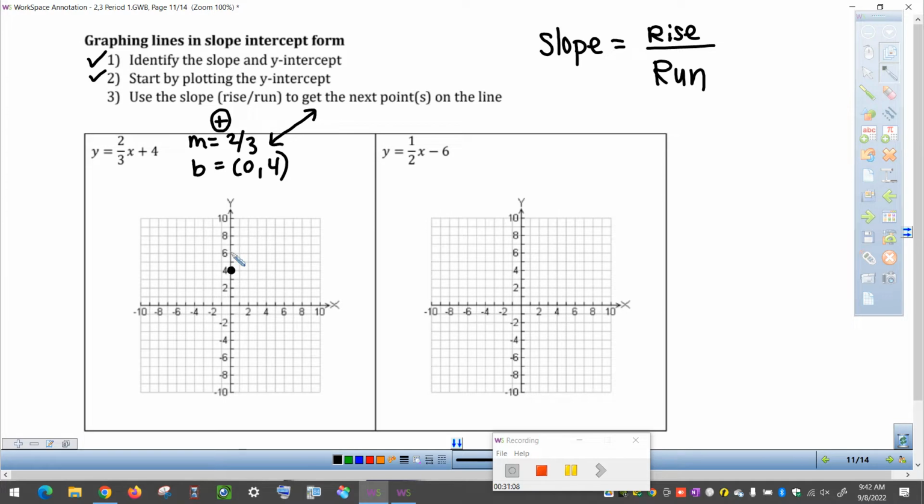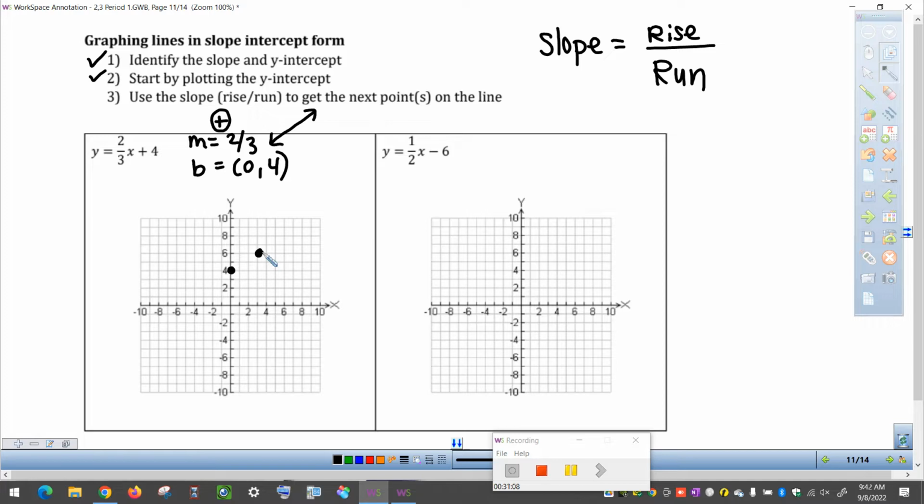The run is 3. We're going to go over 3 spaces to the right. And that's going to make it go the direction that it's supposed to go. Notice that if we would have gone over 3 spaces to the left, now we have a negative slope, which is not what we want here.